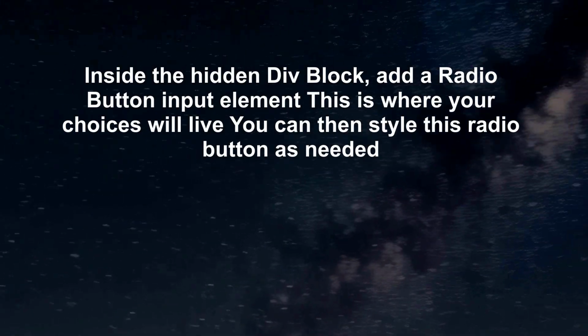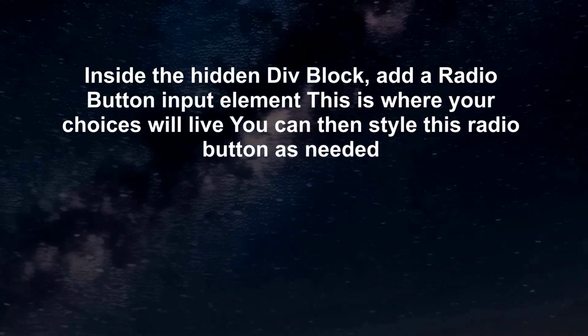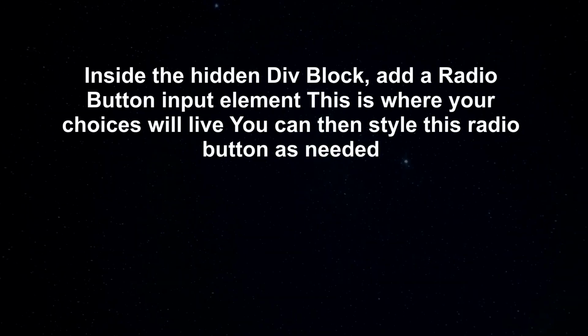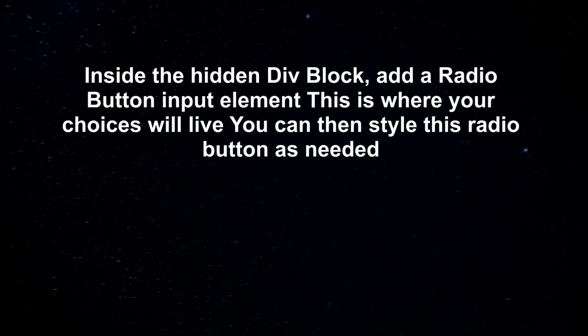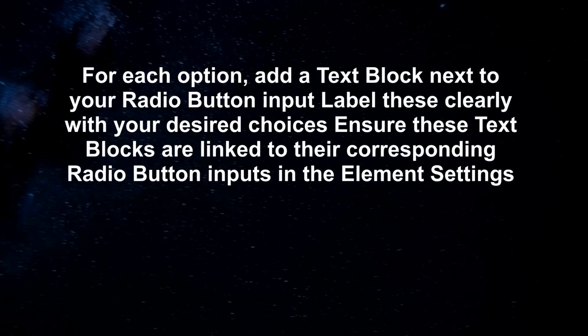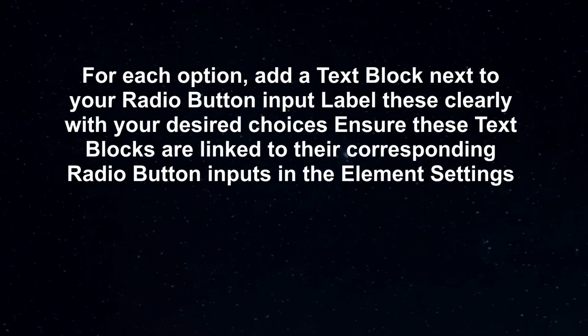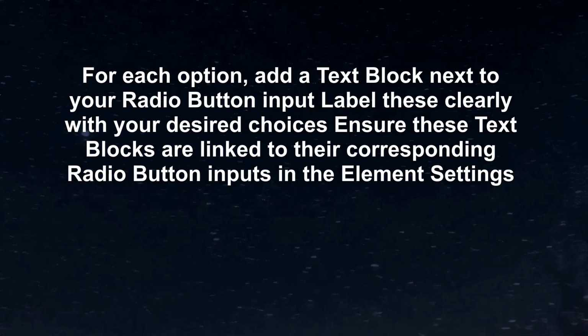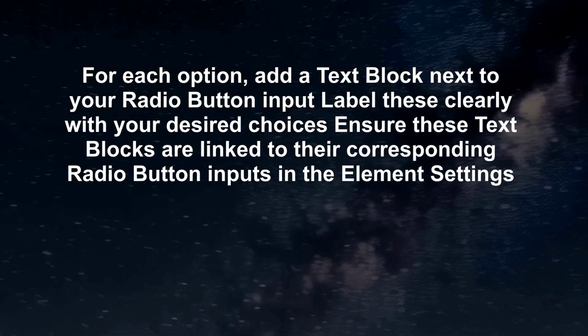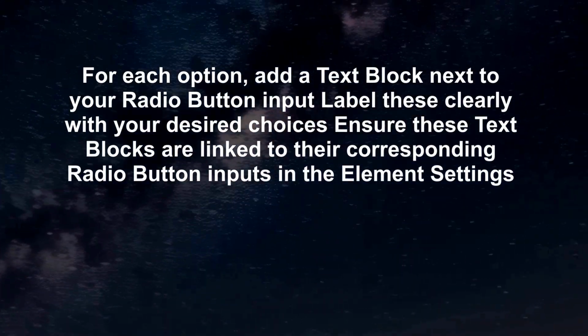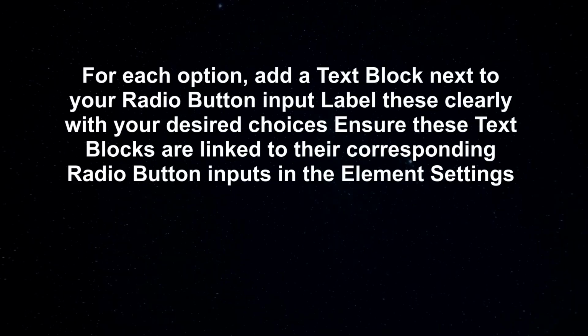Inside the hidden div block, add a radio button input element. This is where your choices will live. You can then style this radio button as needed. For each option, add a text block next to your radio button input label. Label these clearly with your desired choices. Ensure these text blocks are linked to their corresponding radio button inputs in the element settings.